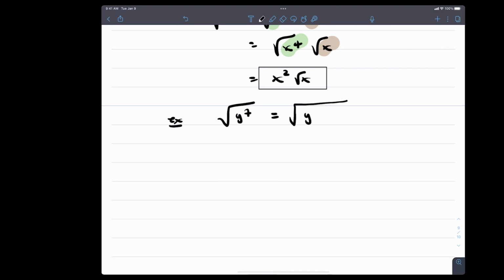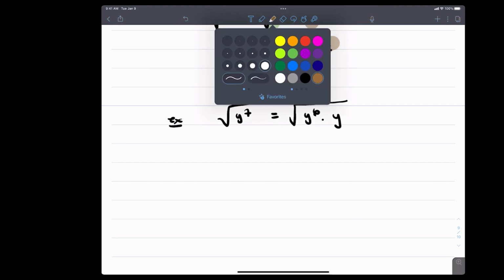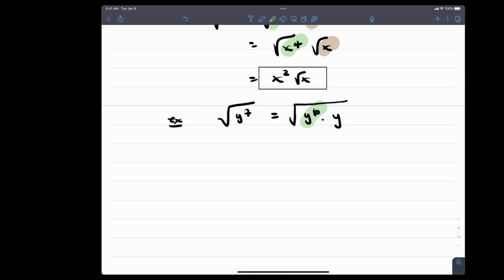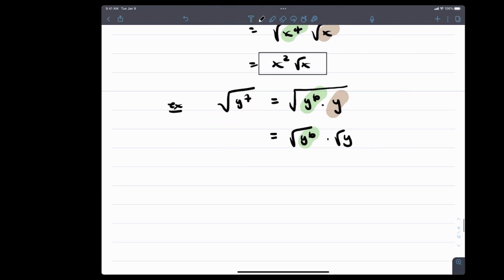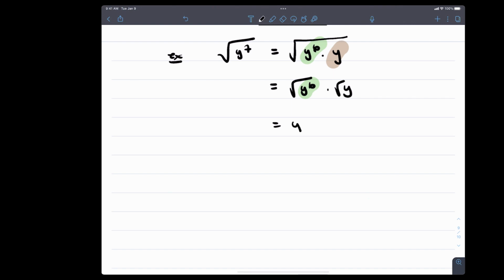Y, the prior perfect square is y to the sixth. Is that true? You guys see what I'm saying? Y to the sixth, and then that's going to be a y. Then you use the product rule. What's the square root of y to the sixth? Remember, what do you do with this? Isn't that 6 divided by 2 again? You guys remember that one? So what's 6 divided by 2? It's y cubed square root of y.